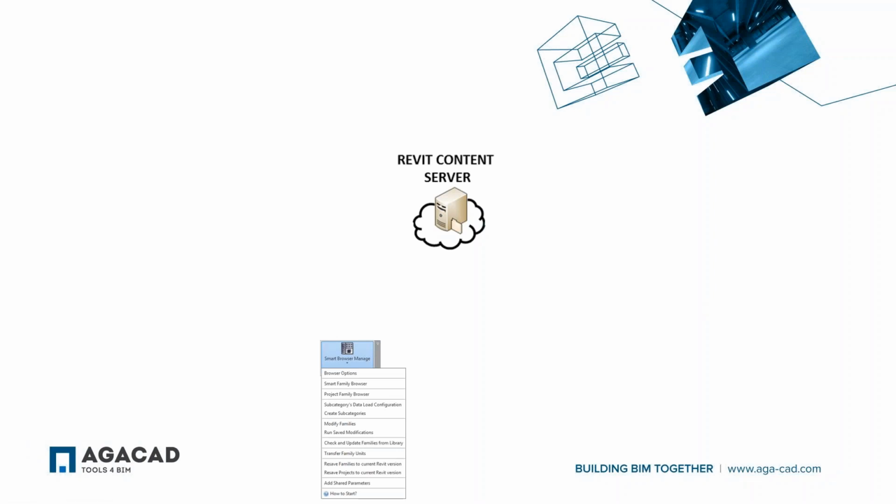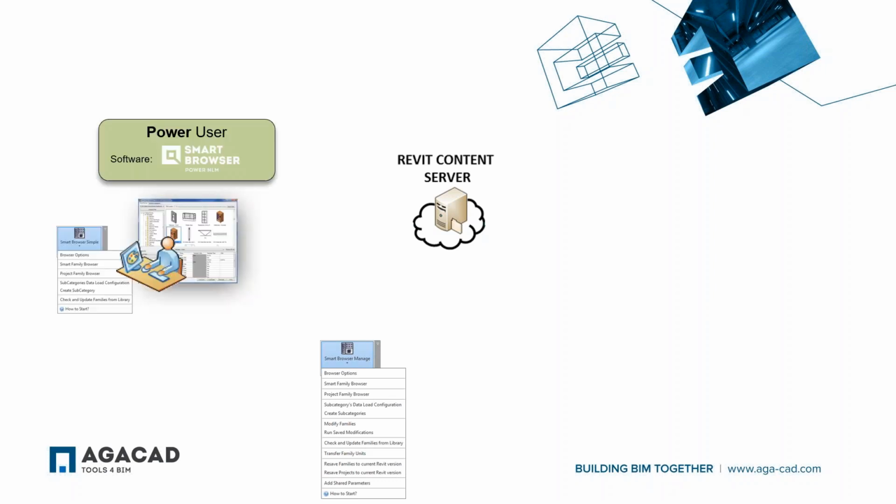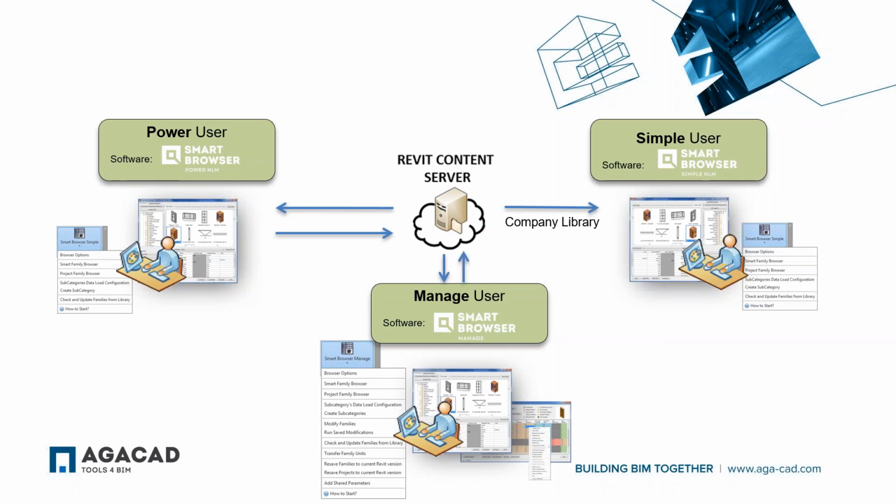Okay, so quickly, the difference between Smart Browser Manage that you saw today and the Power and the Simple. When you put a library in a server, the Power user can create an XML file, can create his own library, and he can synchronize it to the server. So the Simple user can use the library that was created by the Power or Manage user, so he can find it in the server, he can access it, and he can use it, just like he can browse the families and then drag and drop them to the project and load them and so on. He can only use it.